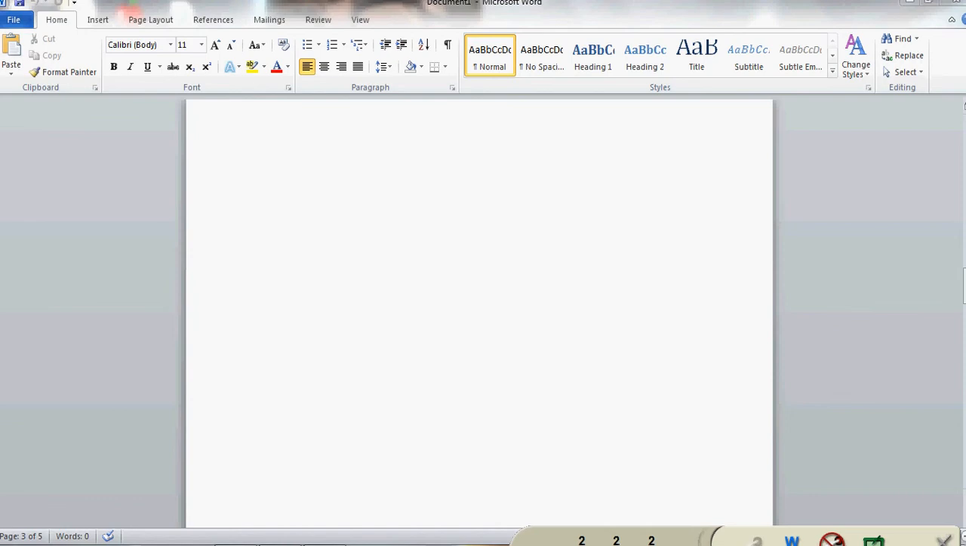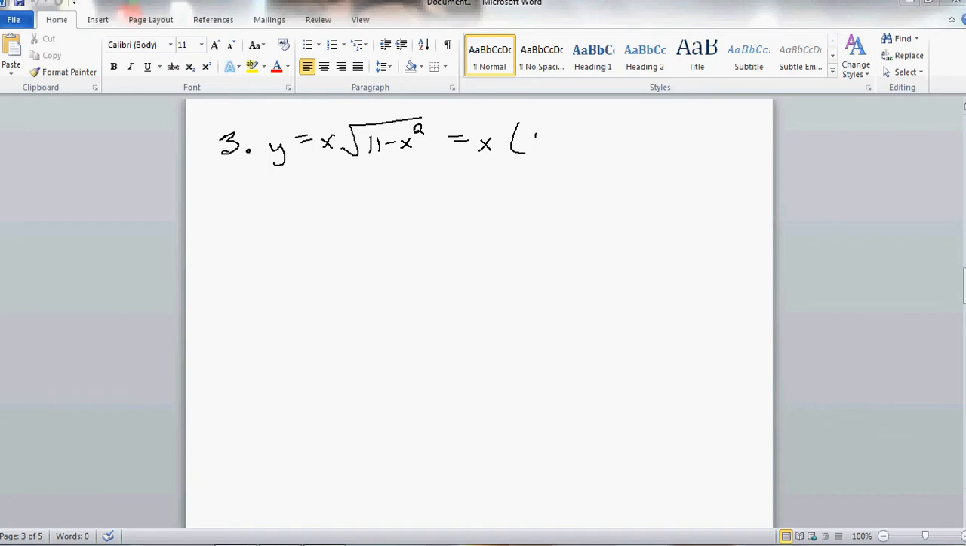Okay, let's look at number 3. 3 is y equals x times the square root of 11 minus x squared. And we need to find the maximum, minimum, and inflection points. So the first thing we have to do is to get this into user-friendly form, which is x times 11 minus x squared raised to the 1/2 power. Now, obviously, this screams product rule, and within the product rule, we have a chain rule that we're going to have to deal with. So it's just a matter of getting down to it.